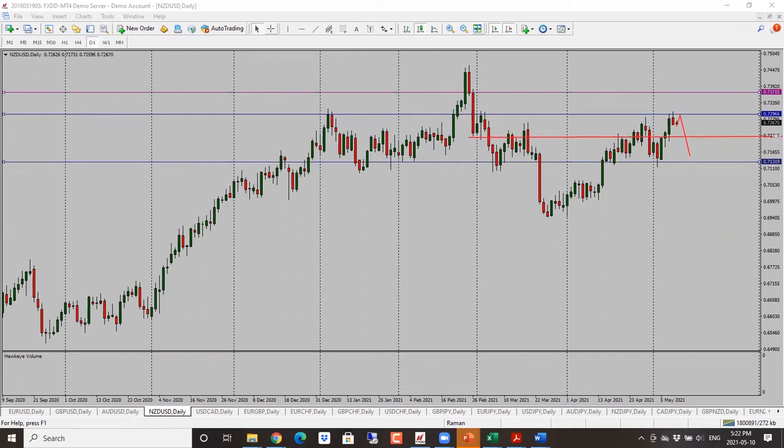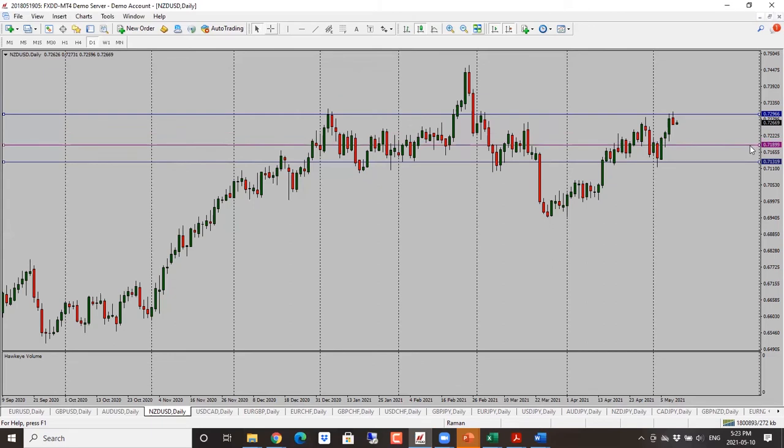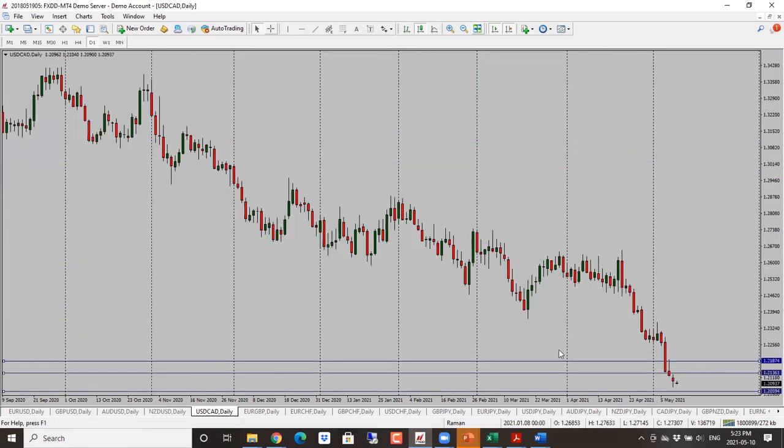In this case, first target is 0.7220, and then if it continues through that, we would be looking for price to come back all the way. So bias here is bearish for New Zealand dollar as well.